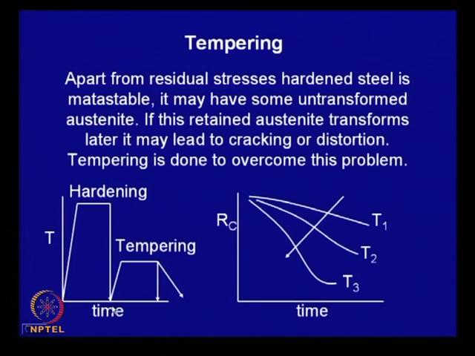While tempering, this is the hardening step: heating, soaking, quenching, and then heating to a temperature much lower than the critical temperature. You can heat almost up to 700, and depending on the temperature you get specific properties.